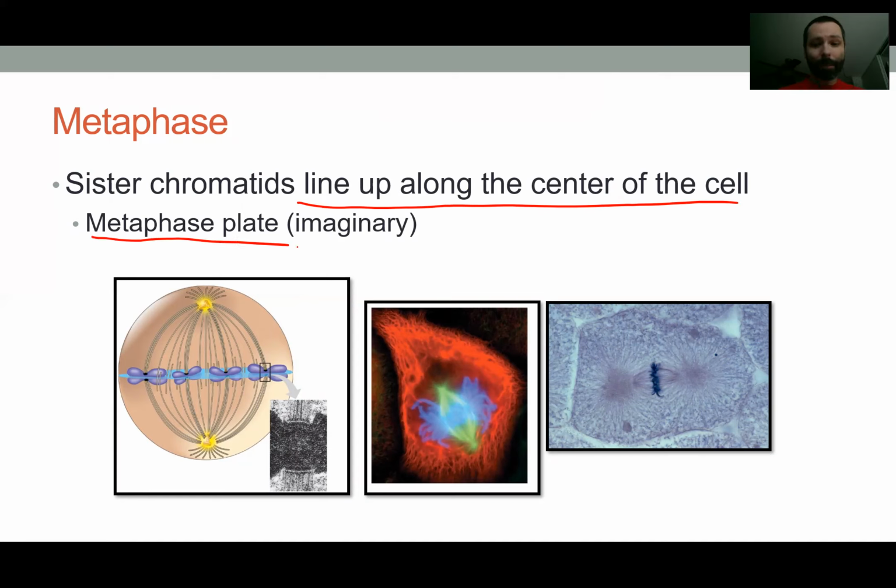Sometimes it'll call it the metaphase plate. That's what this blue thing is right there. Notice that in the real pictures of cells, there is no blue plate because the plate is imaginary. But the idea is that we need our chromosomes to be lined up in more or less a straight line.